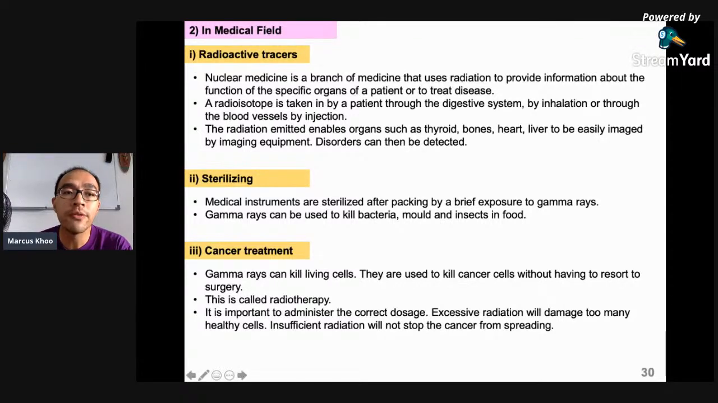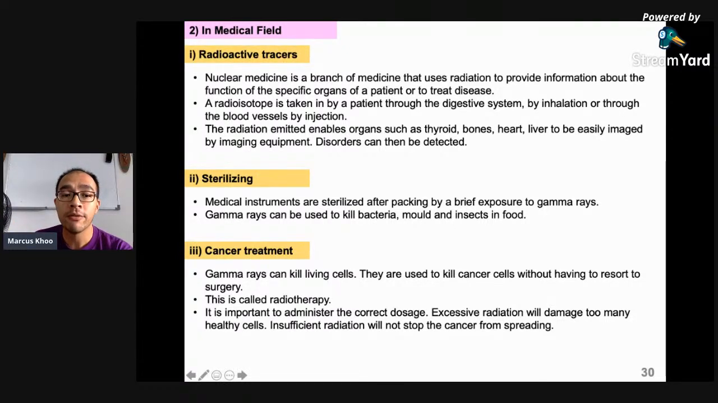But probably the most famous use for radioisotopes in the medical field is for cancer treatment, which is why if you're a cancer patient and you go through chemotherapy, or the other one called radiotherapy, it is usually this, because we use gamma rays. Gamma rays can kill living cells, and they are also used to kill cancer cells without having to resort to surgery, because sometimes cancer cells can grow in places that are very hard for surgeons to cut off. So there's no other way except to use radiotherapy.